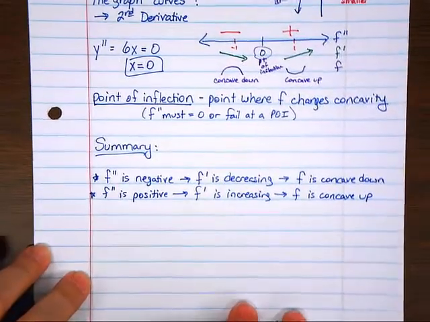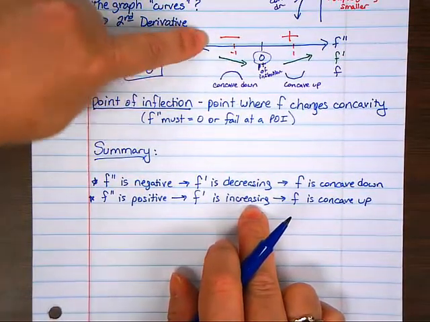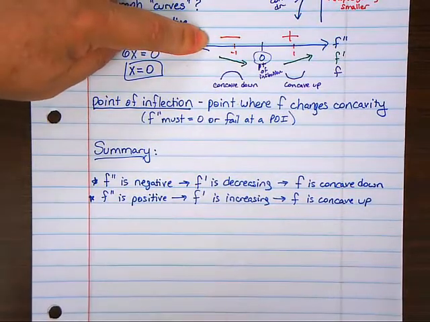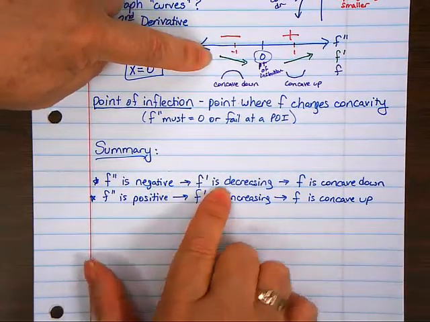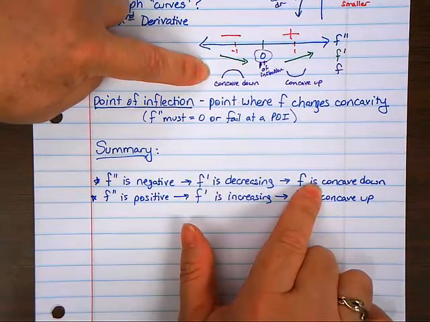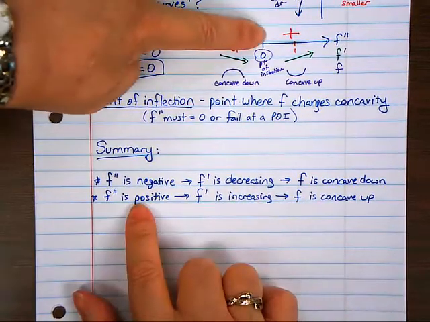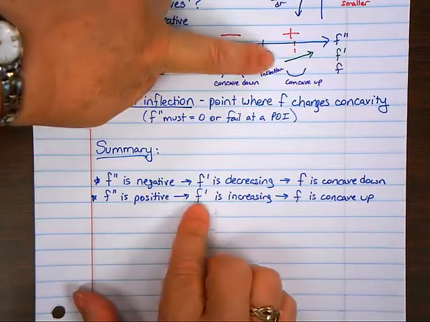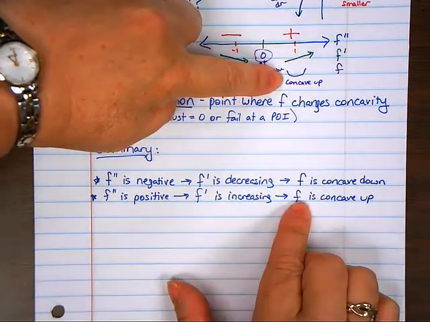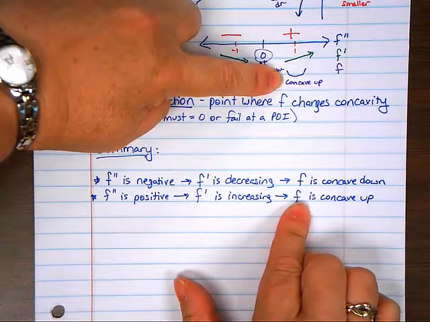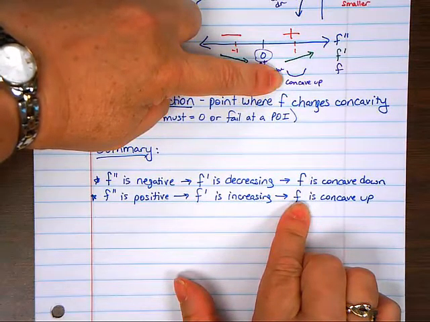What we just wrote down here is exactly what this chart is. Let me walk you through it. F double prime is negative, F prime is decreasing, F is concave down, and then F double prime is positive, F prime is increasing, and F is concave up. Do we have any questions at this point?